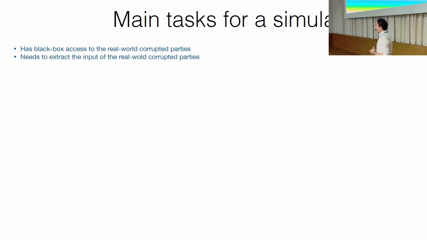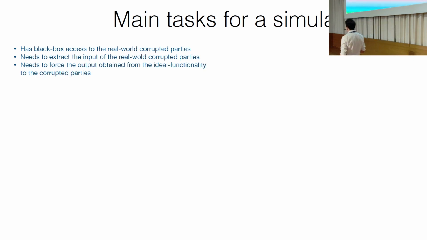In particular, the simulator, as we said, has two tasks. It needs to be able to extract the input from these corrupted parties. That's a fundamental task. Moreover, on top of that, it needs to be able to force the output that, as we saw in the previous picture, will be received from the ideal functionality. Those are the two main tasks.